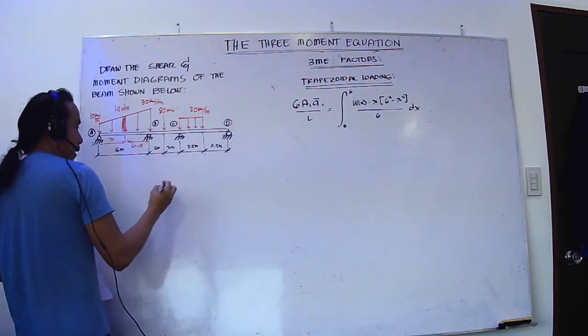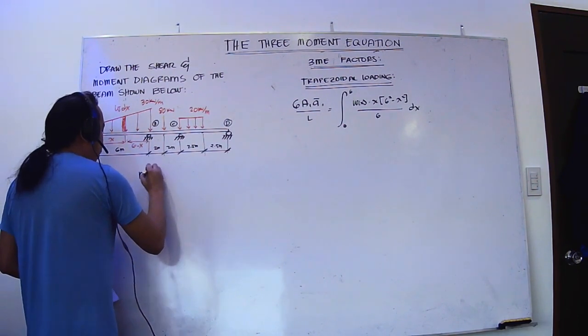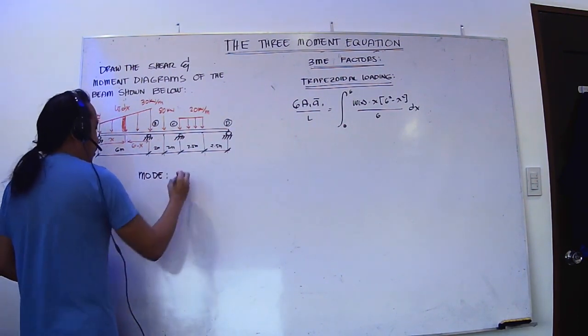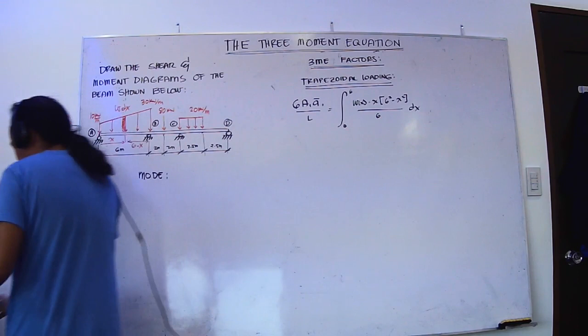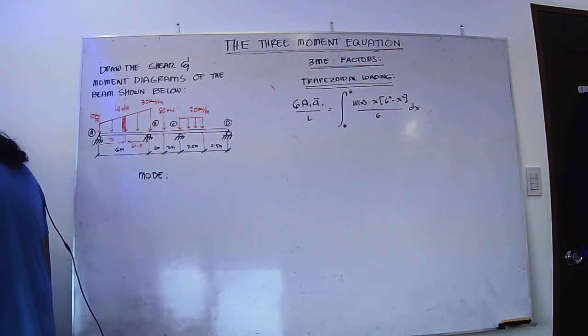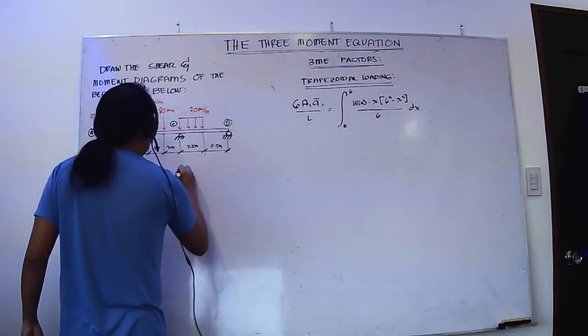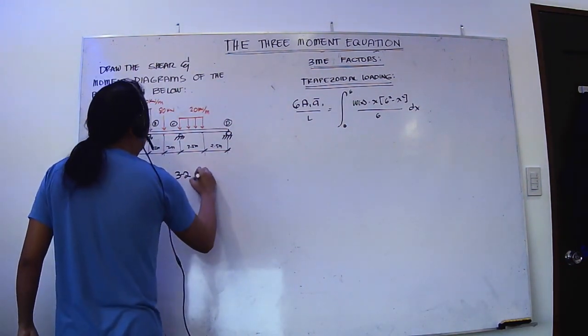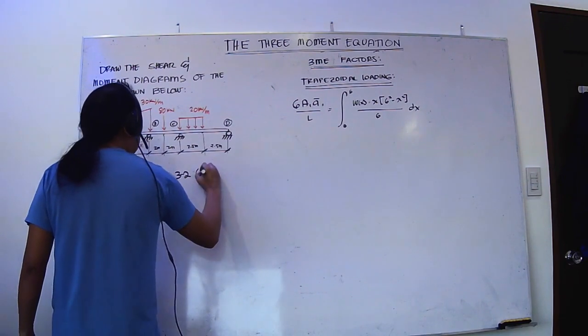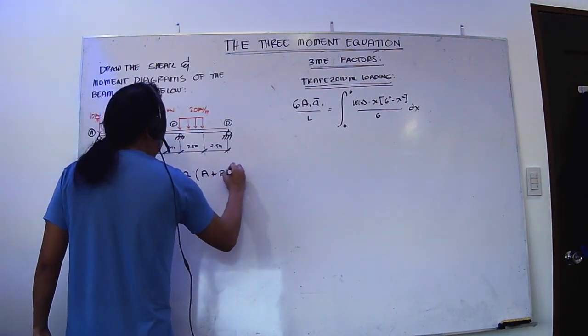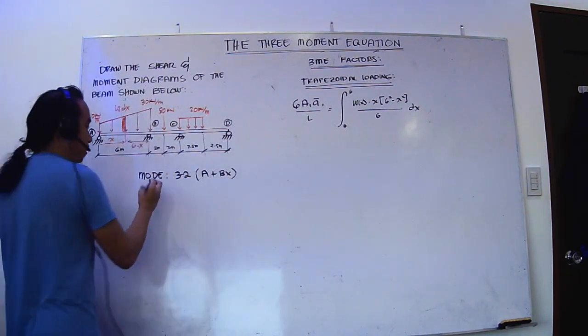I grab my calculator. I go to mode 3.2, which is equal to a plus bx. This is the calculator's regression mode.